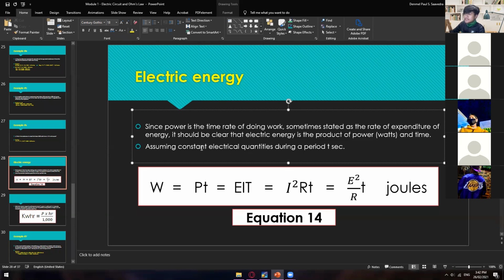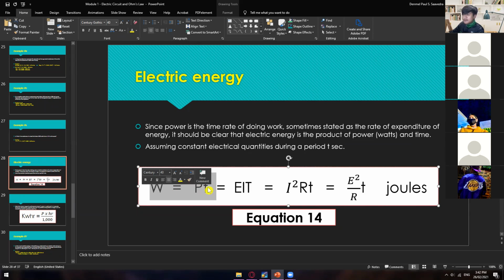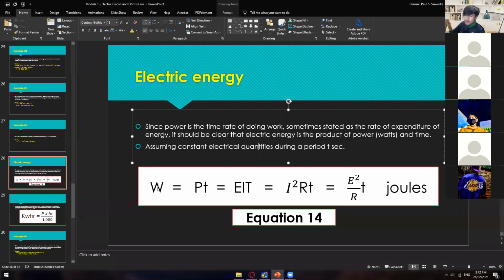So, assuming constant electrical quantities during a period of t seconds, we now have a time, where t here is in seconds. Initially we have this formula: electric energy is equal to power times time. And this power has a formula of EI, P is equal to EI. So just substitute it right here, then you can now form this new formula.